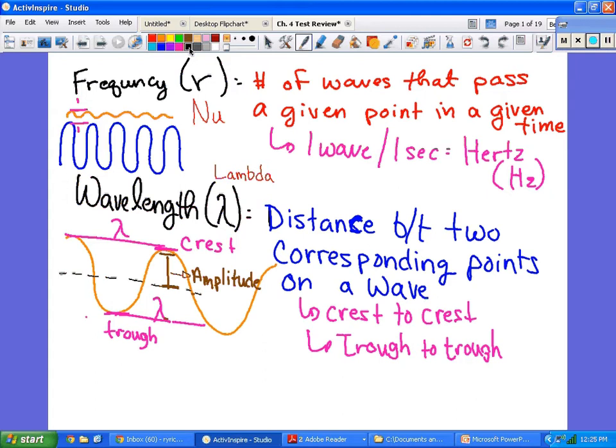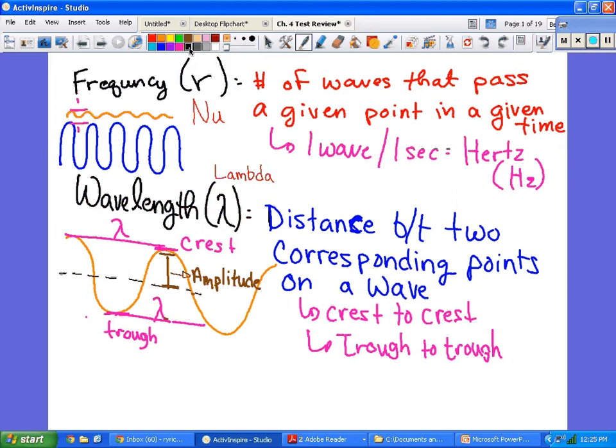So, frequency is the number of waves that pass a given point in a given amount of time. A given point in a given amount of time. So, if I have a wave that's traveling with this frequency, how can I increase it? But here's the issue. Given point in a given time.